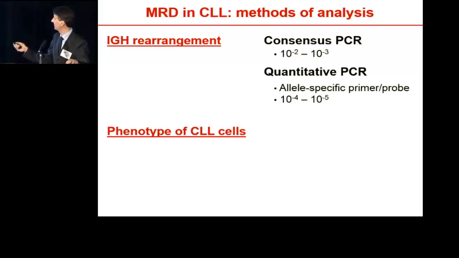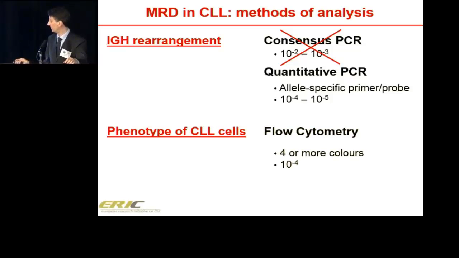In many studies in the past, they were claiming to study MRD negativity, but they were studying it with a consensus PCR that is able to reach only 10 to the minus 2 or 10 to the minus 3 cells. So this should not be used anymore, and only the quantitative PCR, RQ-PCR as you would call it, is able to reach the 10 to the minus 4 threshold.